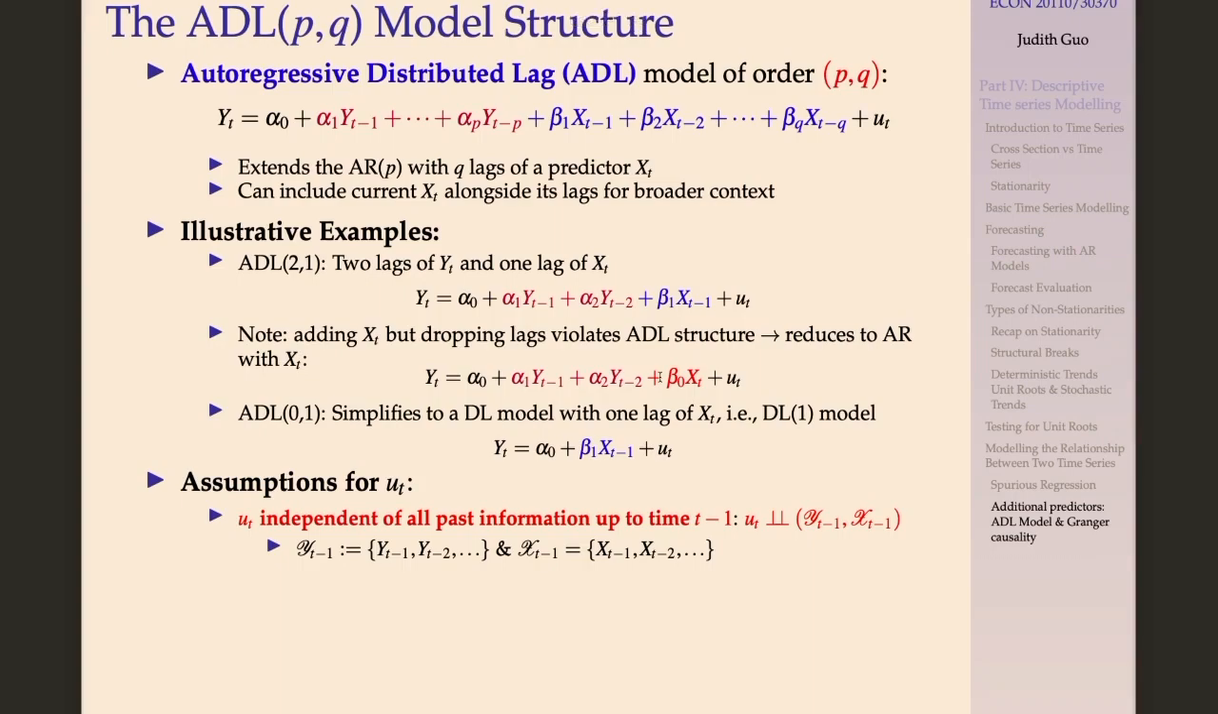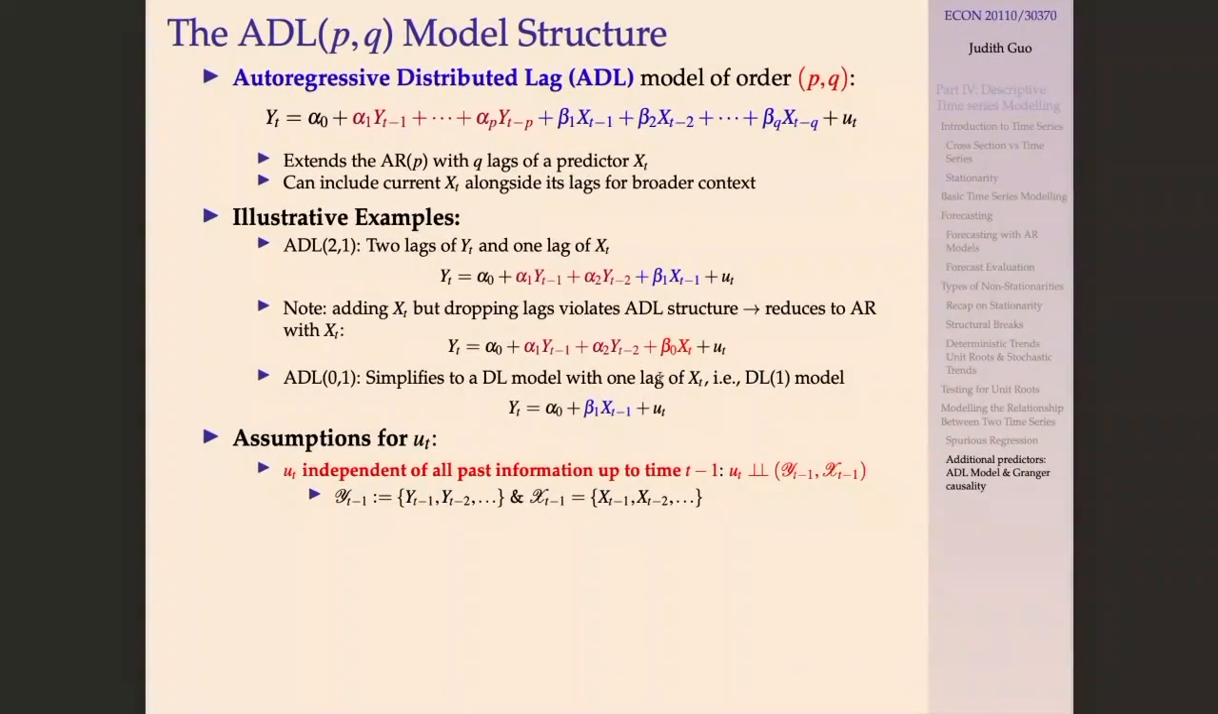So the assumption for u, the error term, is similar to what we've seen earlier. We still assume that u, the shock, is independent of all past information up to time t minus 1. So the shock ut is independent of all the past information carried by y, that curly yt minus 1, and the curly xt minus 1, which captures all past information of x up to time t minus 1.